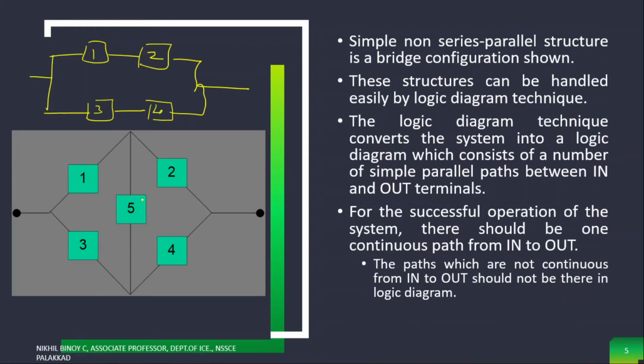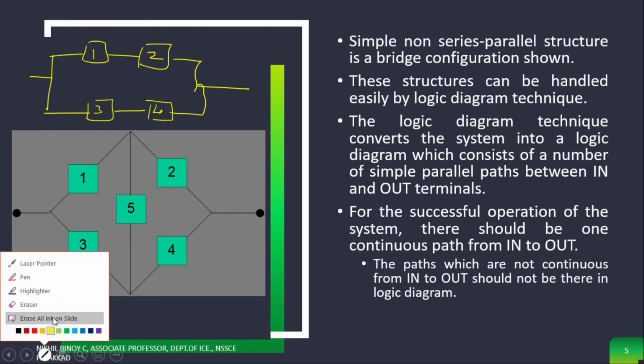But here what is the problem? This one is not open, this one is not fully closed. Here we have an element between these two things. So how to solve this one? That's the question. So two methods are there.